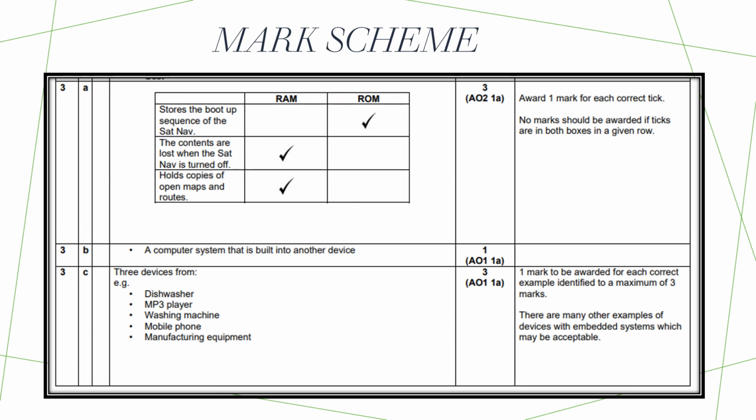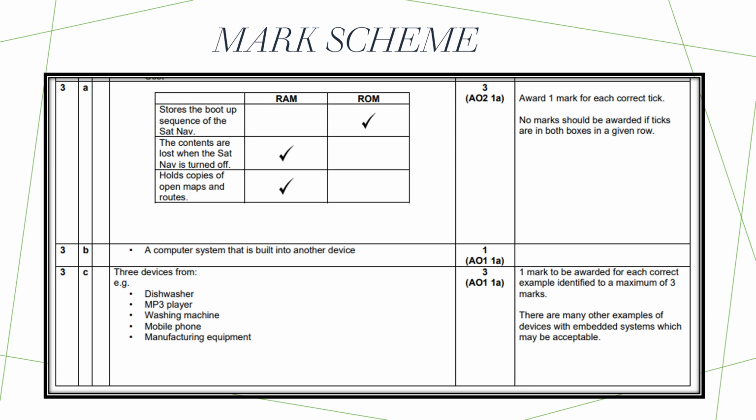Okay, so here's the mark scheme for question 3. For 3A, the only way that you can get marks is if you tick those 3 particular boxes. So the reason why the first one is ROM is because ROM, as we know, is used to store a boot up sequence. It has to be in ROM because ROM is non-volatile, which means it retains its memory when the power is turned off. So every time you turn off the sat-nav, you need it to remember that it's a sat-nav, you need it to boot up correctly, so that is stored in ROM.